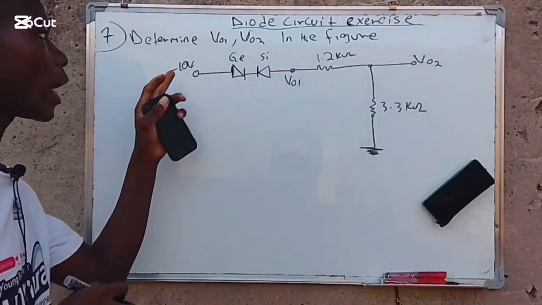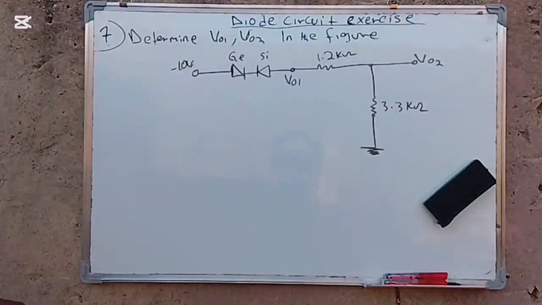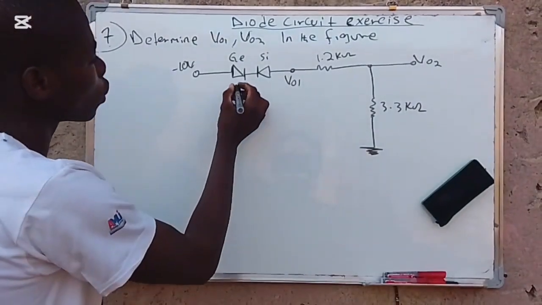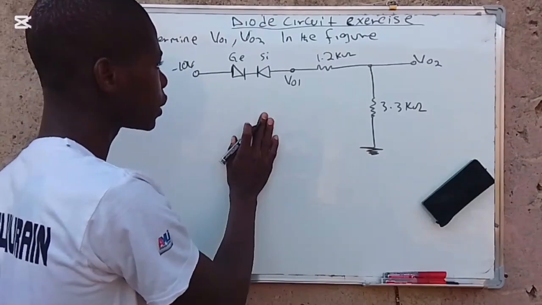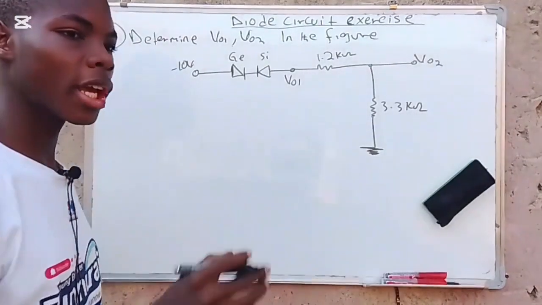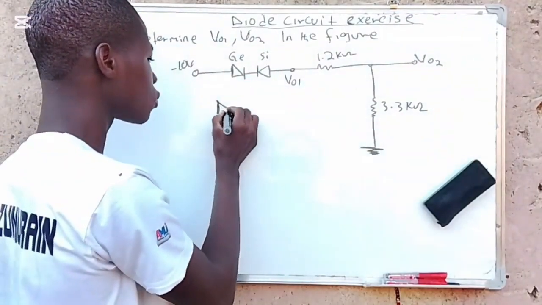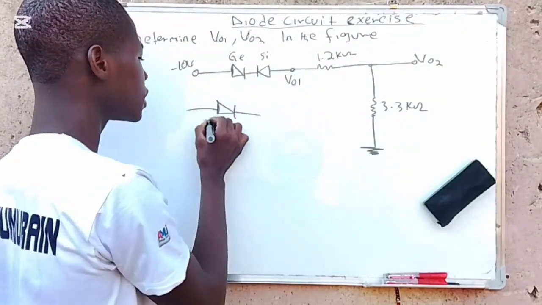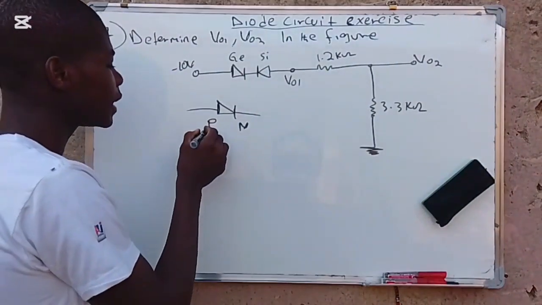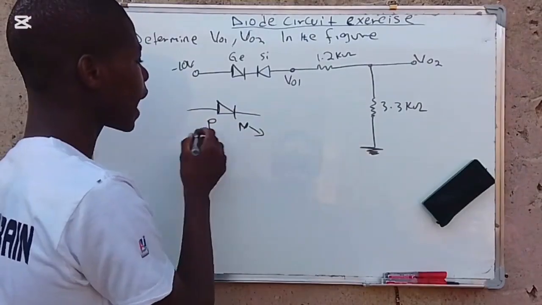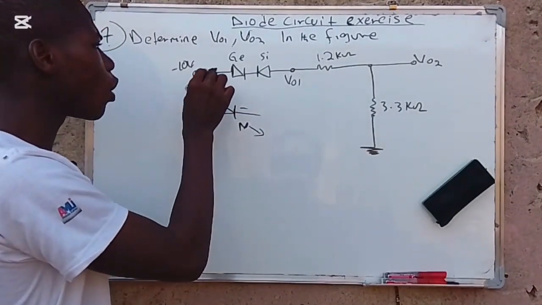Here is the 7th question. We are to determine VO1 and VO2 in the figure below. So you have to take a look at this. We have to check whether this germanium is on or off, and check whether this silicon is on or off. As you can see, we are given a drop. You all know that this is our diode. This is the P type, this is the N type. So the P type is the positive, and the N type is the negative. So as you can see, negative is coming through here.